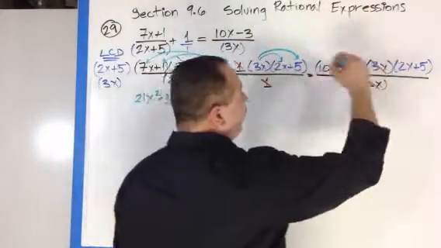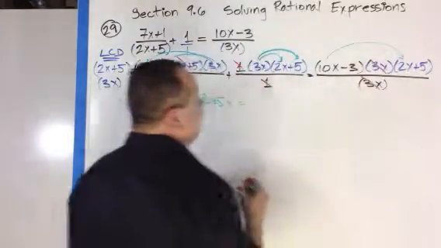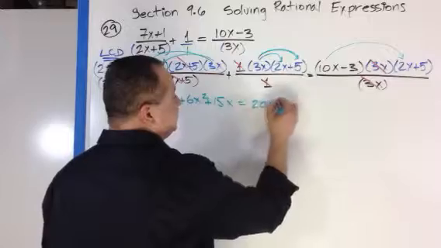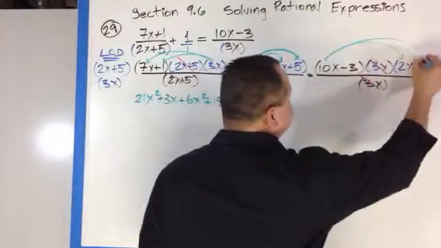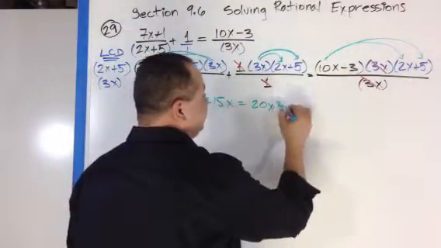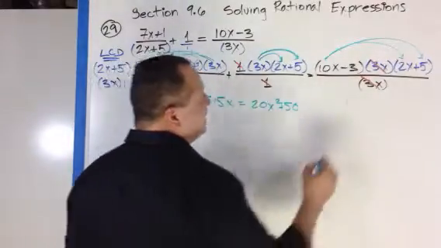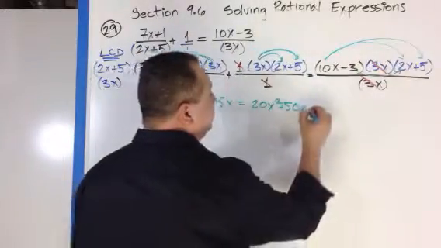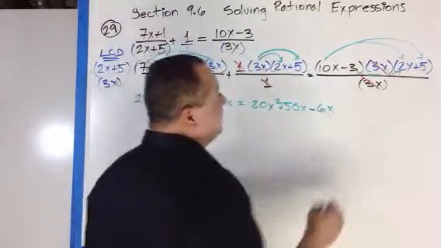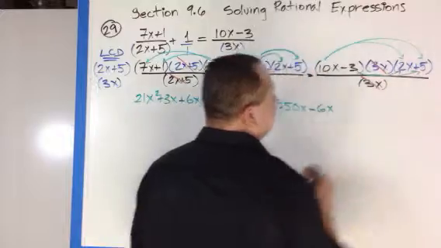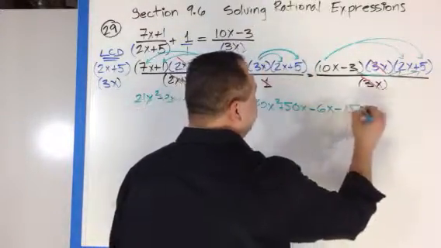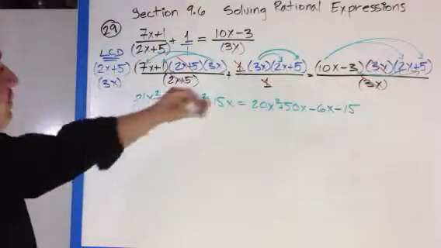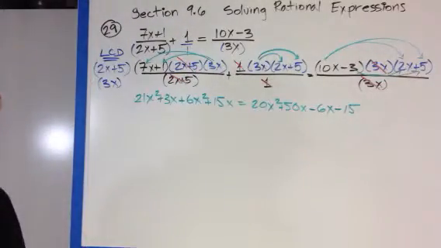And now here we're going to do a FOIL. We'll do 10x times 2x will give me 20x squared. Then 10x times 5 will give me 50x. That's a huge number, 50x. And then underneath here, negative 3 times 2x will give me negative 6x. And then again negative 3 times 5 will give me a negative 15. Okay, so we've distributed everything that we had to distribute. Everything has been multiplied. So now it's time to combine like terms.